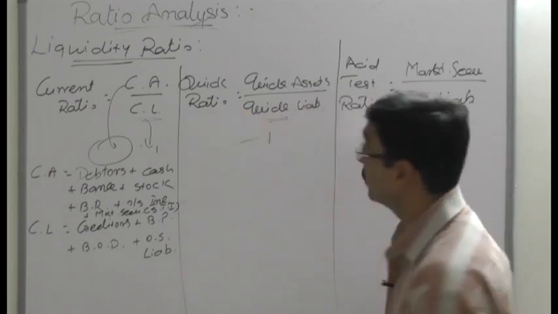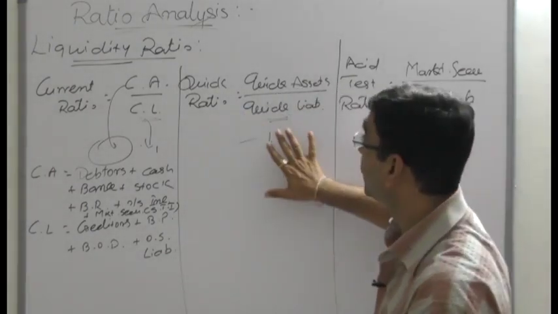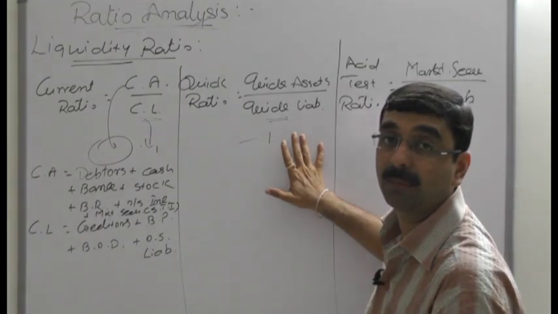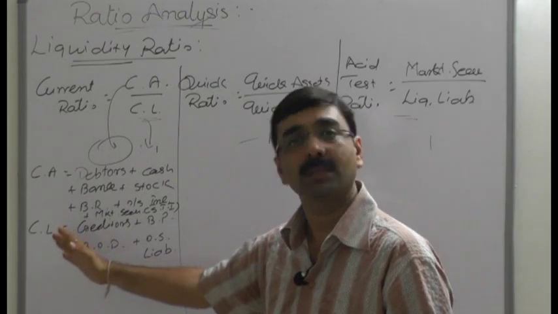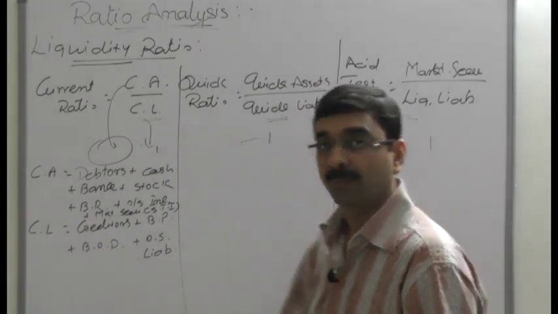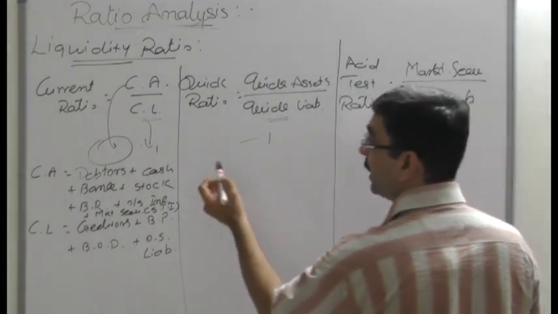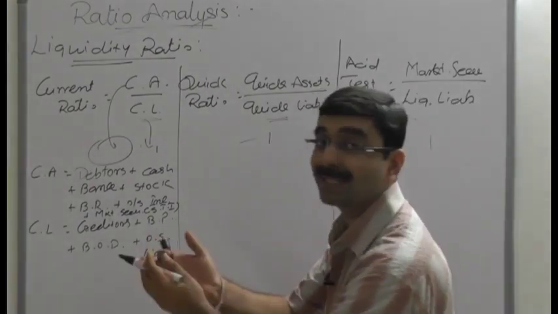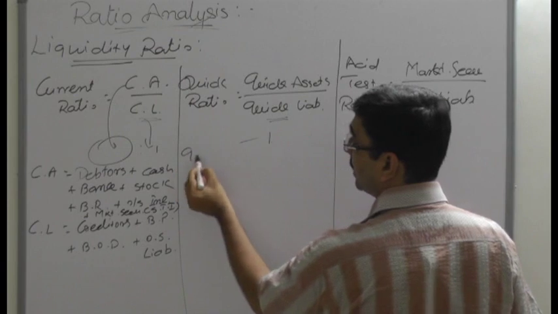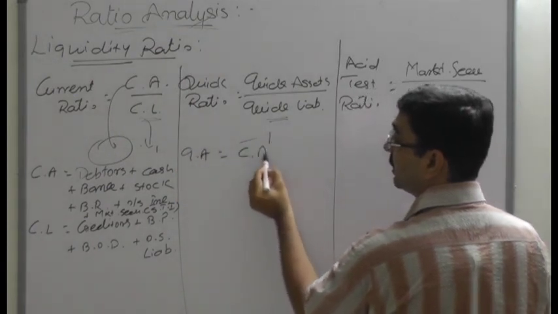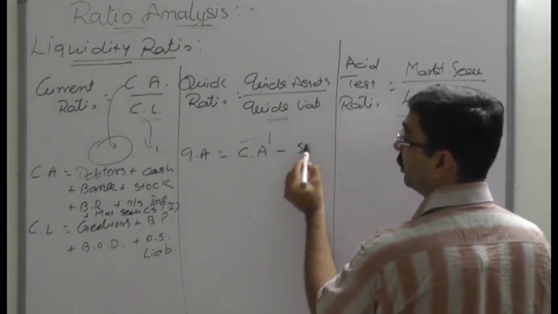Now moving to the next ratio, the quick ratio. It is a comparison of quick assets divided by quick liabilities. Ultimately, this ratio is a representation of the current ratio only. When you find the quick ratio, we need to identify how many quick assets and quick liabilities you carry in the business. That means quick assets are equal to current assets minus stock.